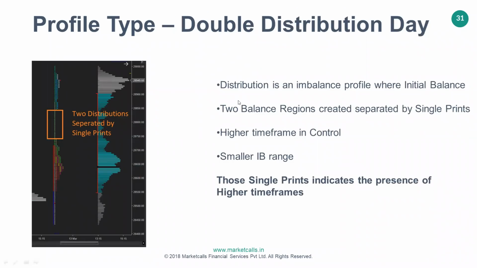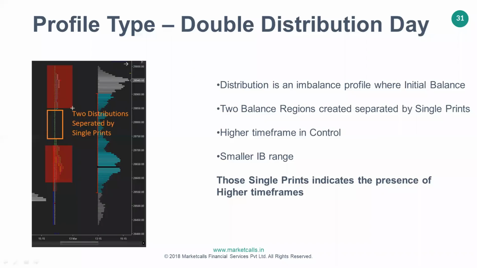And next comes the double distribution day. This is also one form of a trend day where we have a balance. The first balance is followed by a single print. The day will be separated by a single print, and again you'll be finding one more balance. So two balances are separated by a single print. So we call it a double distribution day. It is also one form of trend day.